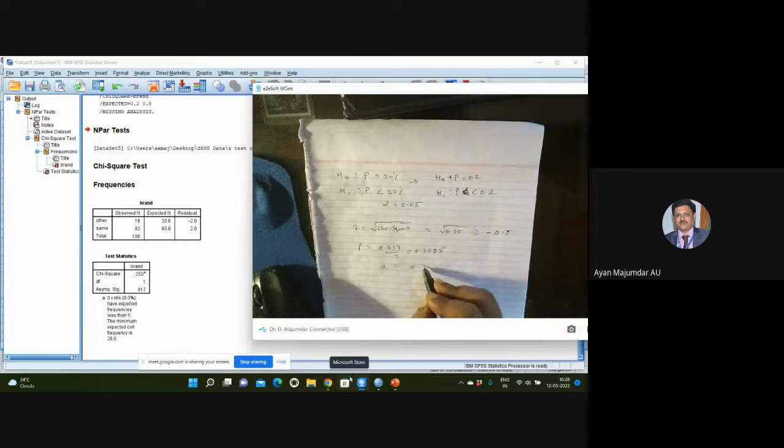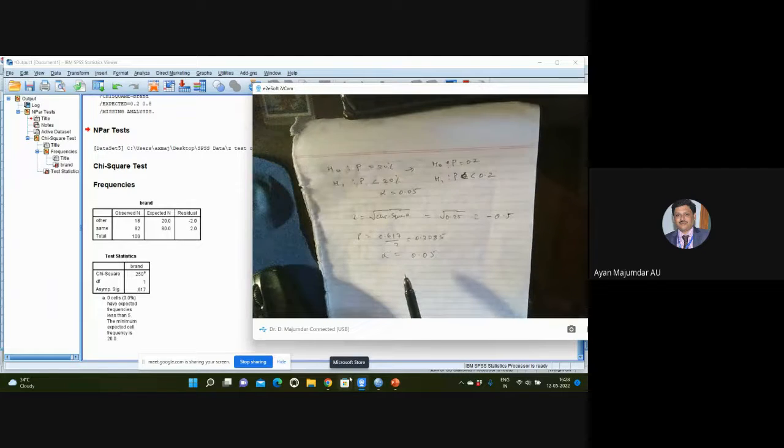0.3085 is the value of P, and we are testing it at 0.05. Since the P value is more than the value of alpha, we fail to reject the null hypothesis. So we accept the claim of the bottler.